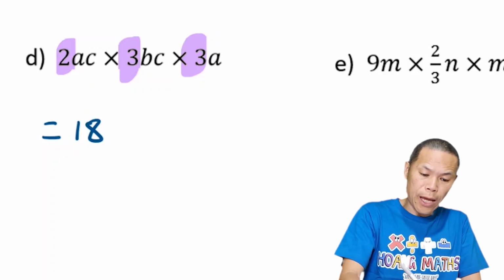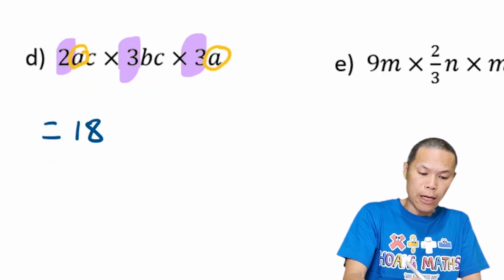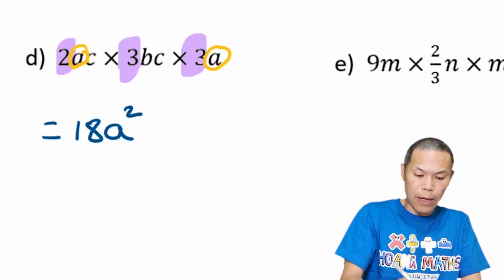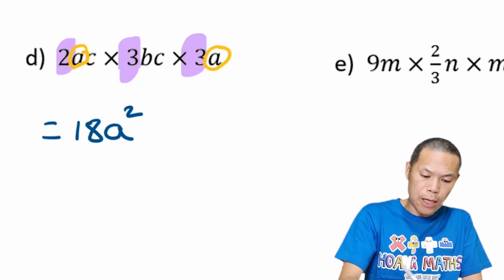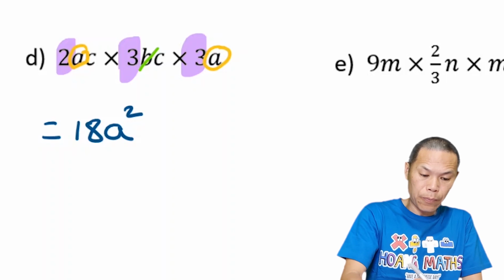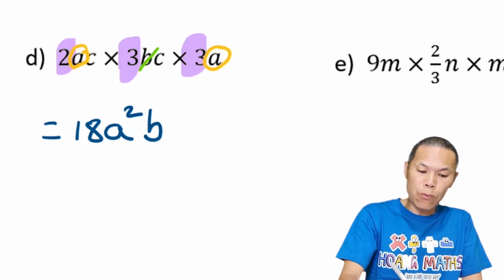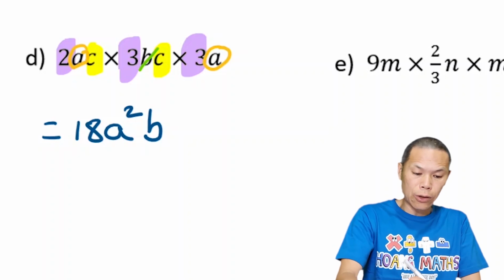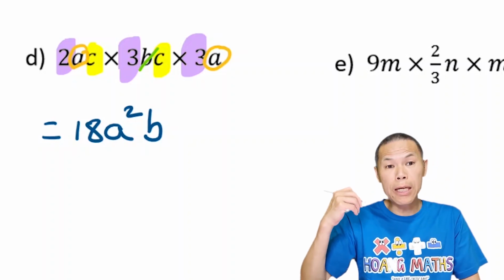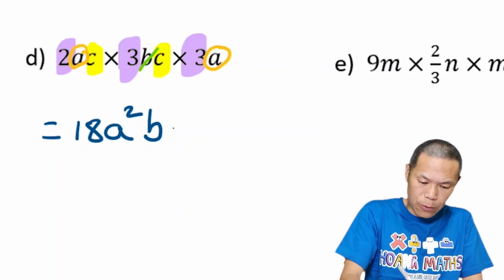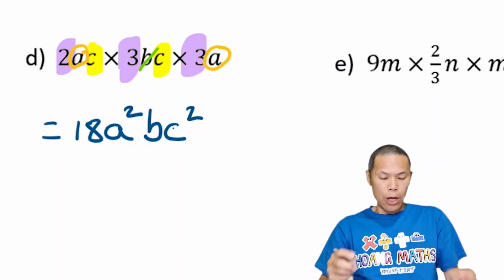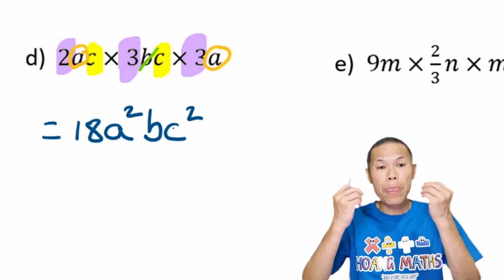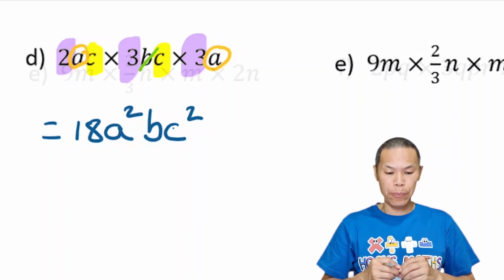And with letters, we multiply the letters. So we have A here, and we times another A here, which gives me A squared. And then we have B, and we just write B down. Then we have C and this C here. So C times C gives me C squared. So there you go. So 18A squared, B, C squared.